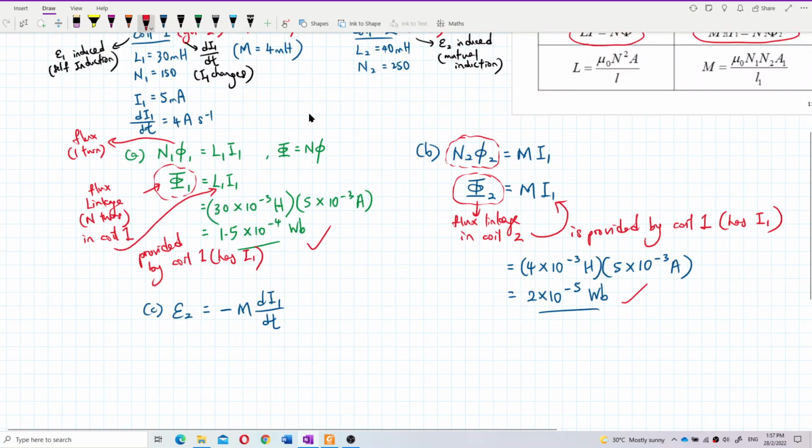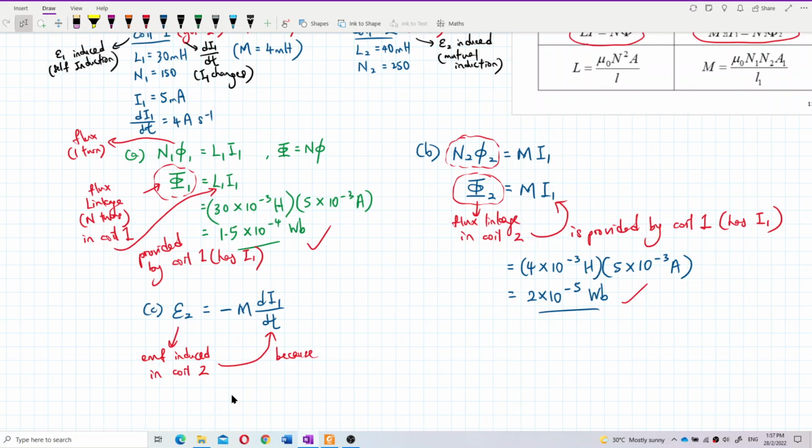I can say this is EMF induced in coil 2. E2 means EMF induced in coil 2 because there is a change of current I1 in coil 1. This is called the mutual induction process.